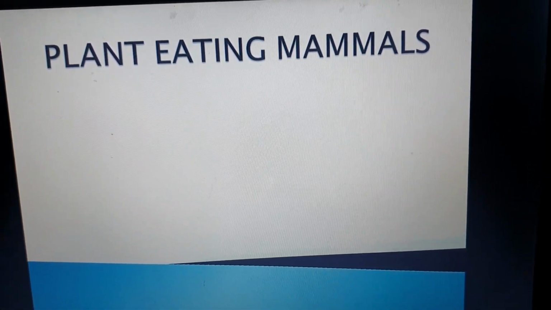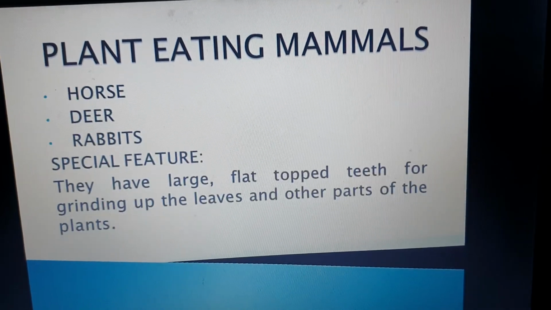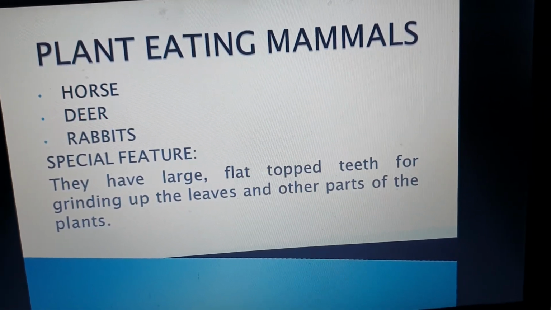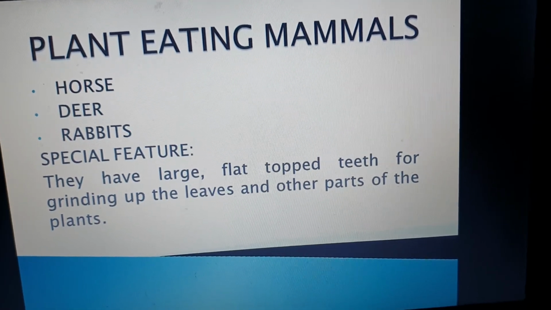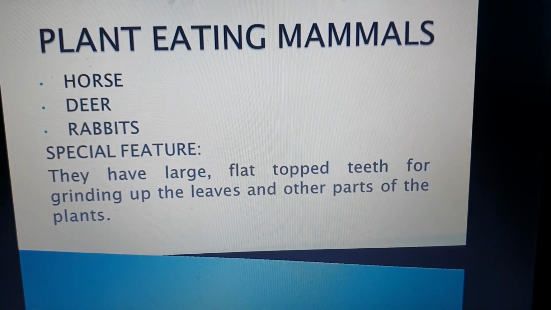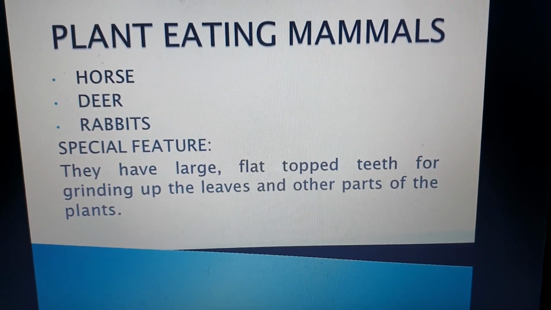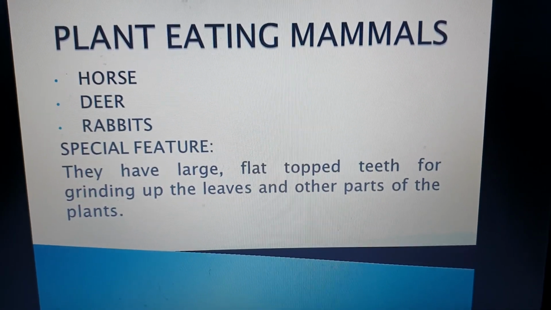Next are the mammals who eat plants. What examples do we have in them? Horse, deer, rabbits. And what special feature do they have for eating plants? They have large flat teeth for grinding the leaves and the other parts of the plants.